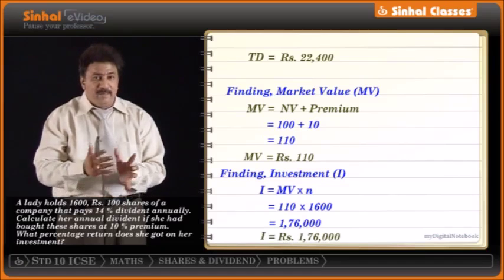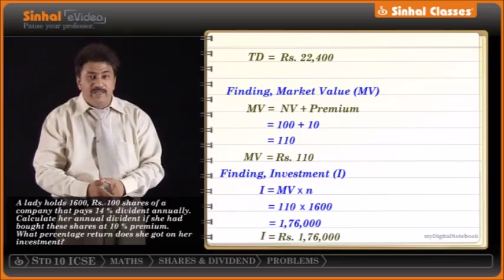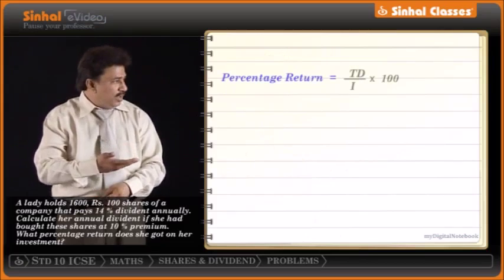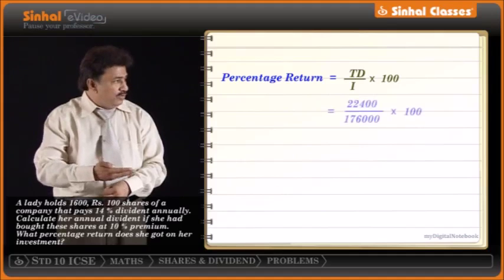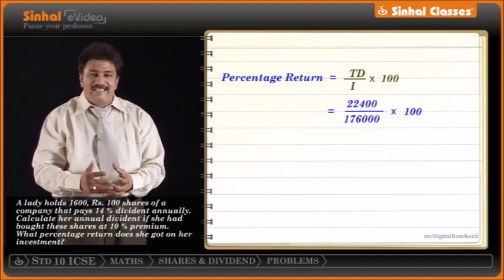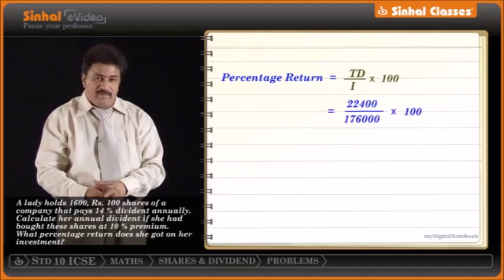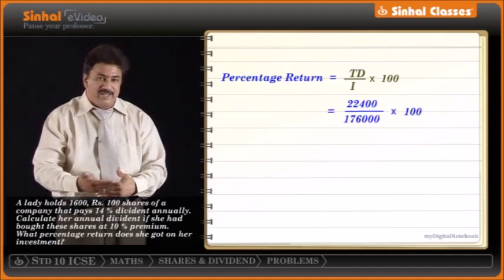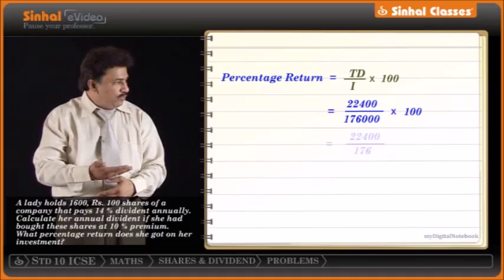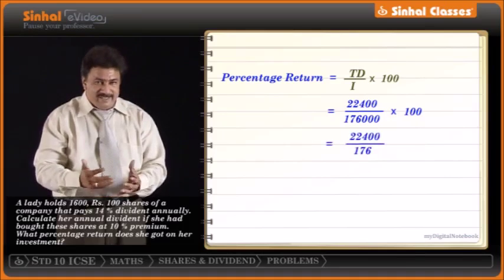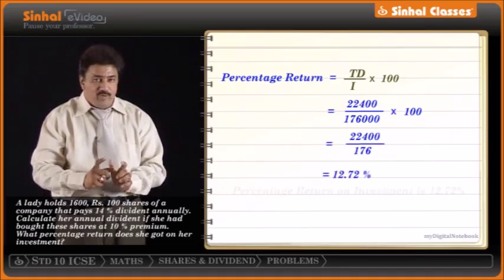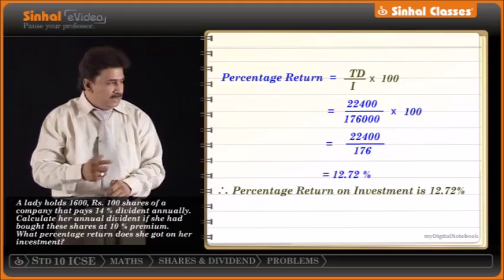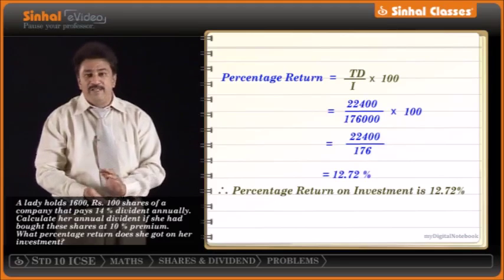Or simply we say percentage return on investment. That is total dividend upon investment into 100. That is 22,400 upon 1,76,000 into 100. With further simplification it gives me 2240 upon 176. That is nothing but 12.72%. So 12.72% is percentage return on investment. That's the end of the sum.